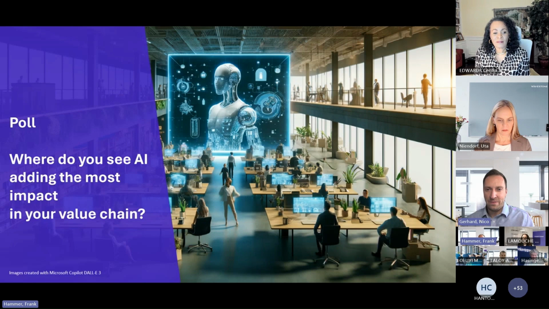All right. I will now share the results. We have the results with operations leading with 49%. We have marketing on the second place with 22%. On the third place is sales with 16%. And then we have also customer loyalty with 8% and product with 5%. Thank you for participating.